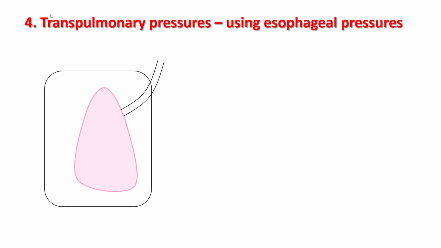The next method to figure out optimal PEEP is using transpulmonary pressures. So let's understand what transpulmonary pressures are. The ventilator gives you the intrapulmonary pressures, and during end expiration, the pressure should be around PEEP, and during end inspiration, the pressures reach the plateau pressures.